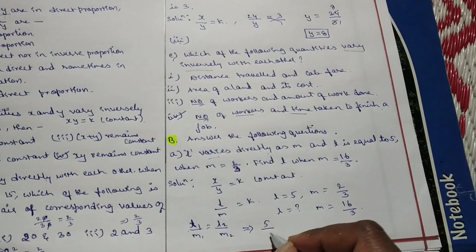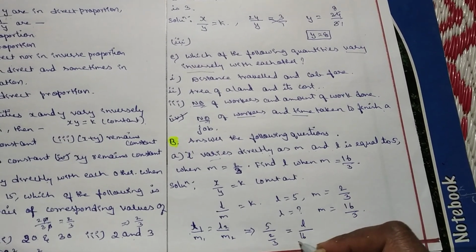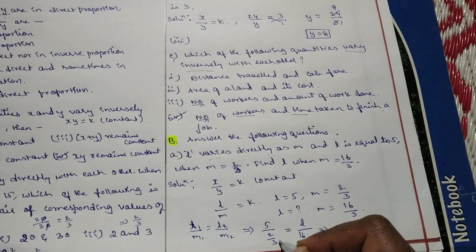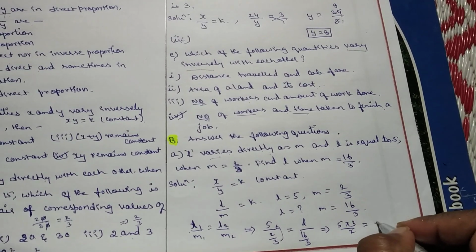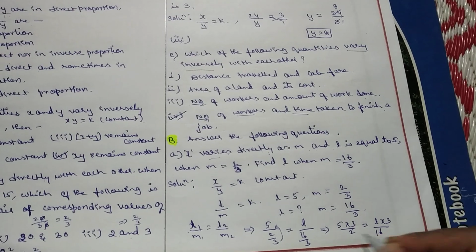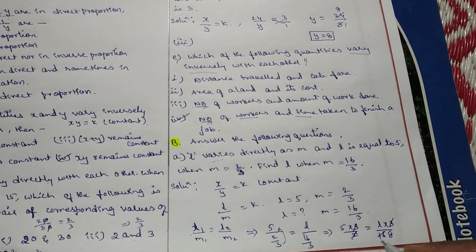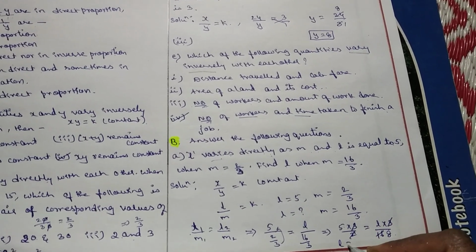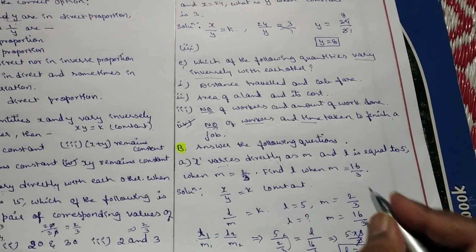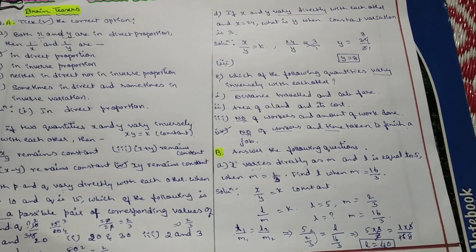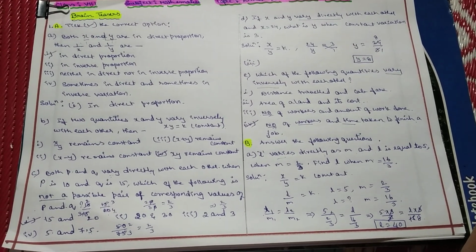So 5 by 2 by 3 equal to L by 16 by 3, which implies the denominator goes to the numerator. 5 into 3 by 2 equal to L into 3 by 16. Then the 3s cancel. 2 1s are 2, 8 2s are 16, then 8 5s are 40. So L equals 40 when M is equal to 16 by 3, when L and M are given very directly. So this is how we need to solve, children.